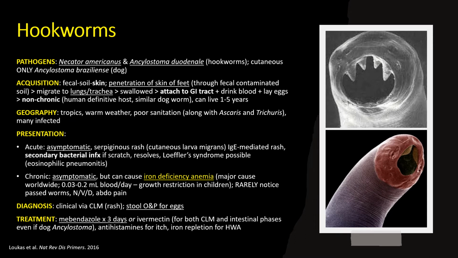Treatment involves giving mebendazole or ivermectin. Some data suggests that albendazole is more effective, but it's harder to acquire in North America. These agents should be tried first. You can give antihistamines for the itch and consider managing that iron deficiency anemia if patients have it.